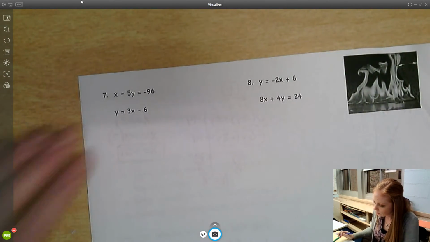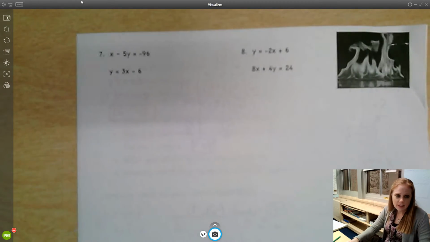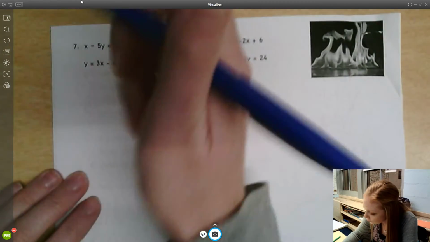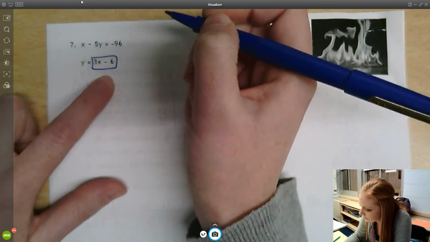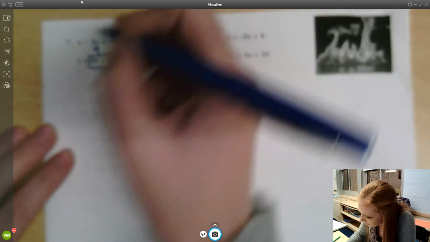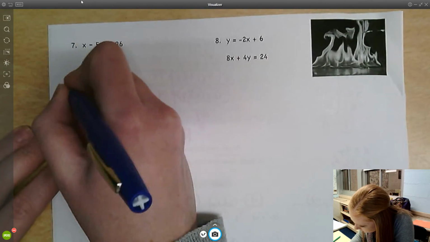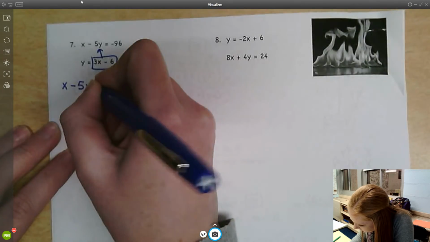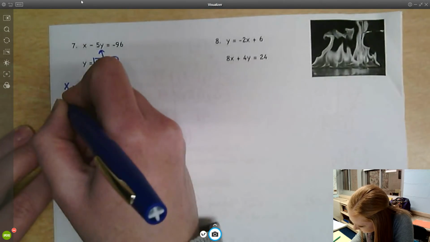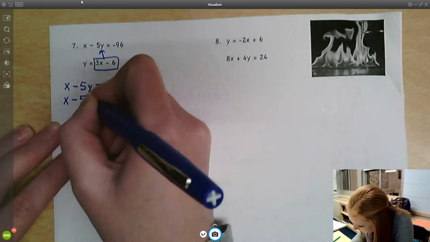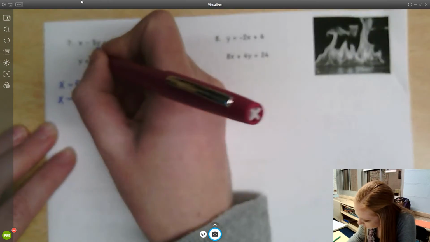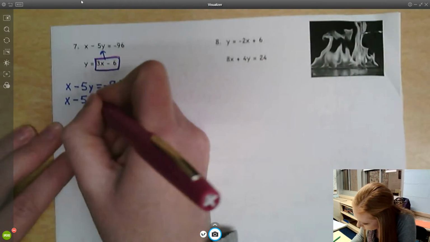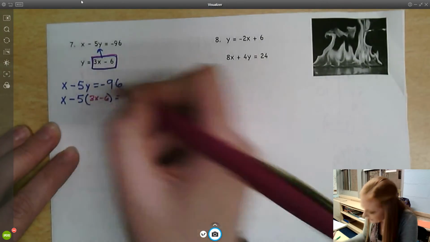Okay, 2 more. Okay, x minus 5y equals -96, and then y equals 3x minus 6. Look for where the variable's by itself. Our y is by itself here, so we're going to take the expression 3x minus 6 and plug that in for y. So I'm going to rewrite my first equation now. So x minus 5y equals -96. x minus 5 times whatever y is equals -96. So we said that y was 3x minus 6. So we're going to plug that in for y right here.